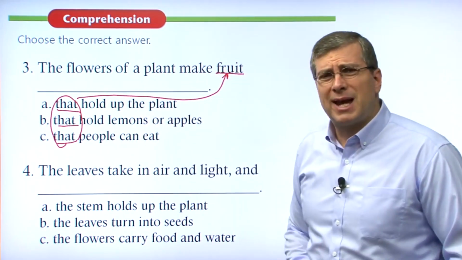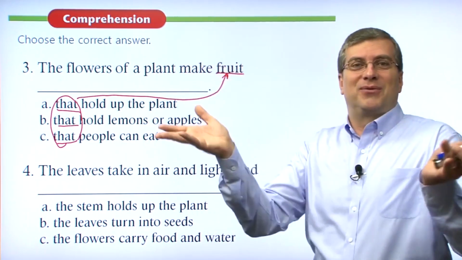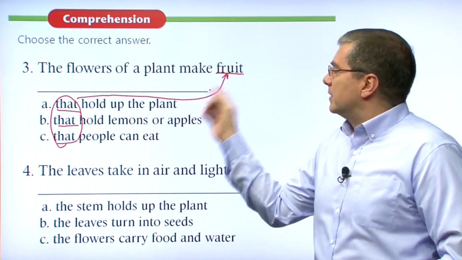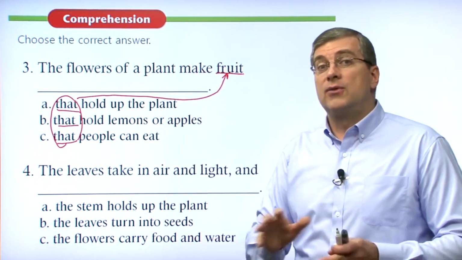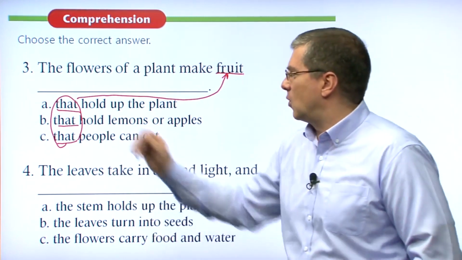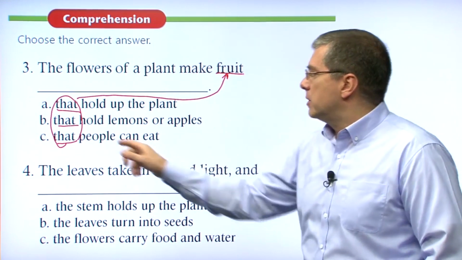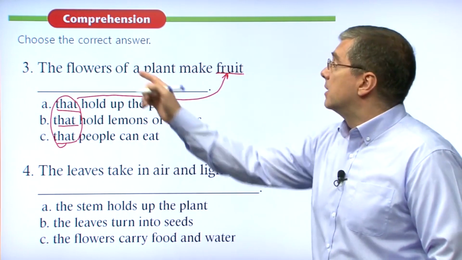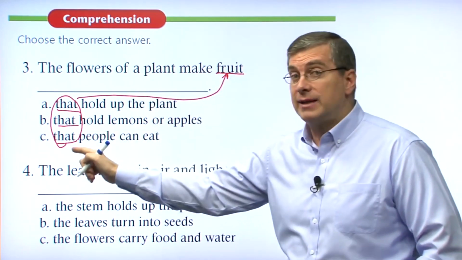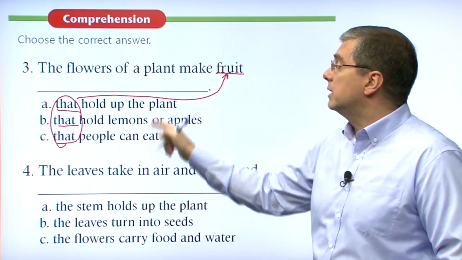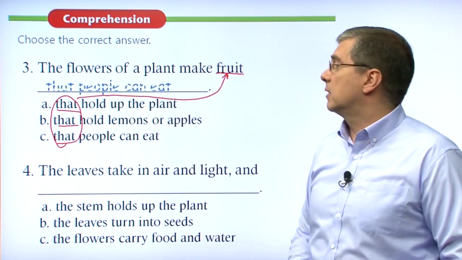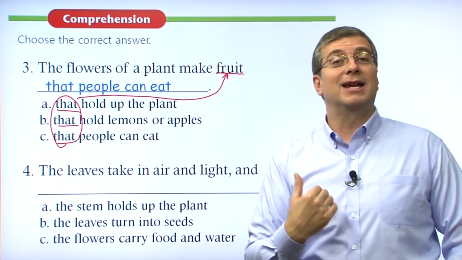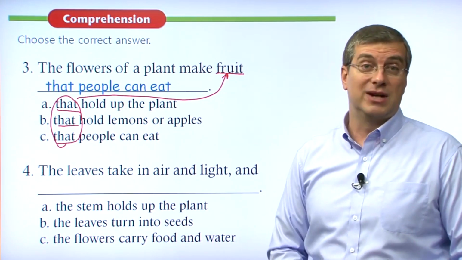Does fruit hold up the plant? No. The plant holds up the fruit, right? The stem holds up the plant, and that holds the fruit. B, does the fruit hold lemons or apples? No, the fruit is lemons or apples, so it doesn't hold lemons or apples. Is it true that people can eat fruit? That is true. So that is our correct answer. The flowers of a plant make fruit that people can eat. That is our only true statement, C, about fruit. So the answer is the flowers of a plant make fruit that people can eat, that you and I can eat. And we should eat it at least every day.